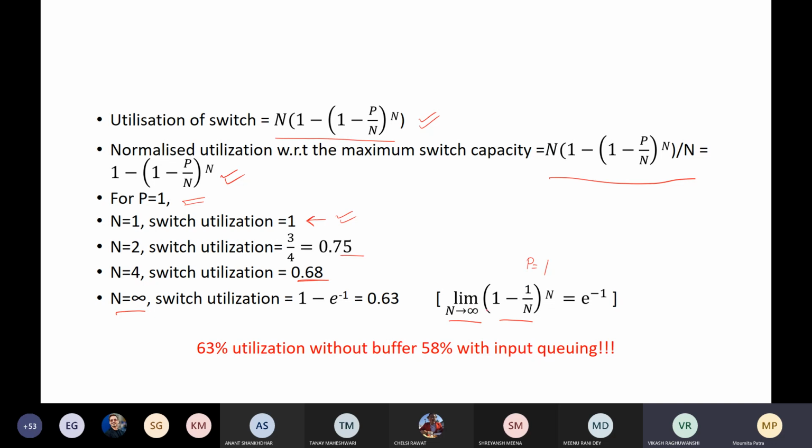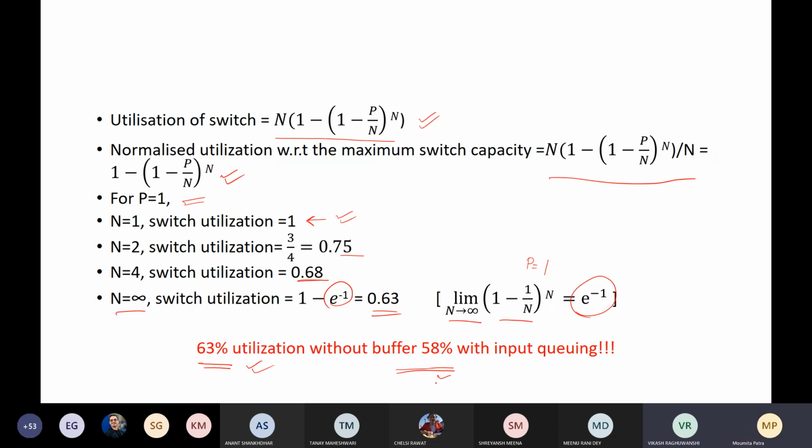So when the limit n tends to infinity, (1 minus 1 by n) to the power n is equal to e to the power minus 1. Use this here, and you will get this value, that is 0.63. That is, when you have no buffers, you get 63% utilization of the switch. Whereas, what have we studied? When we were using input buffering, the theoretical utilization comes out to be 58%. So having a buffer is actually worse compared to having no buffers.